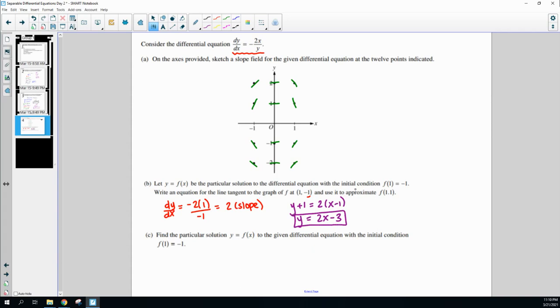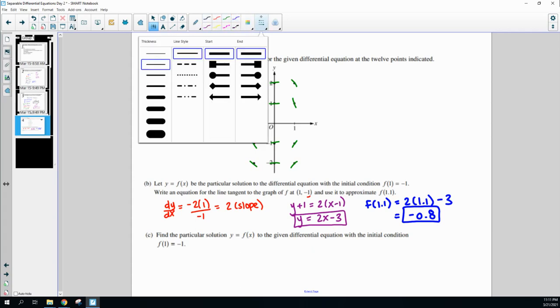Use it to approximate f of 1.1, so that means I have to figure out what the answer would be when x is 1.1. So f of 1.1 would be 2 times 1.1 minus 3, and that would equal -0.8. So all we're doing here was finding the equation of the line by using the differential equation to find the slope, and then we just plug the point in to approximate it.